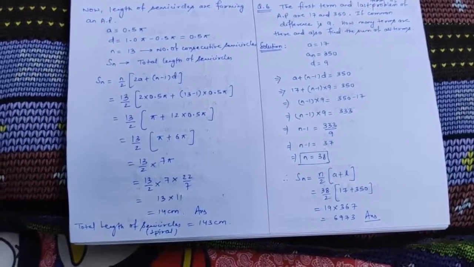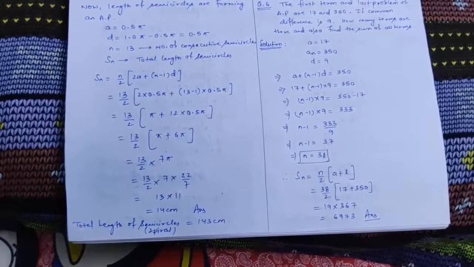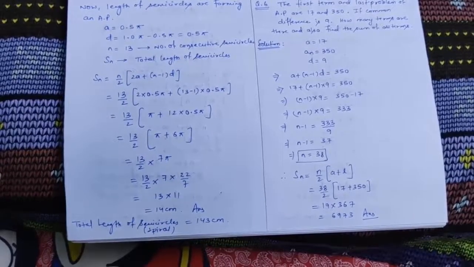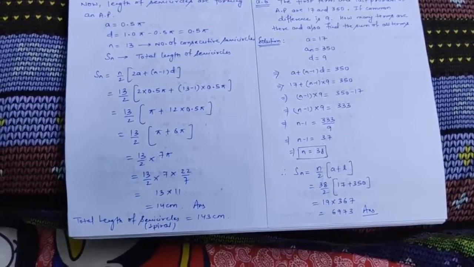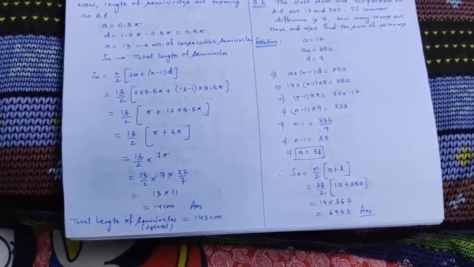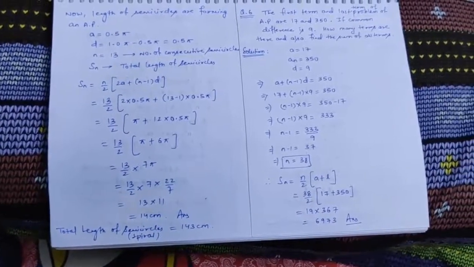Calculating it, we get 13 upon 2 multiplied by 7 pi. Substituting the value of pi as 22 upon 7 and then eliminating, we get the total length of the spiral as 143 centimeters.